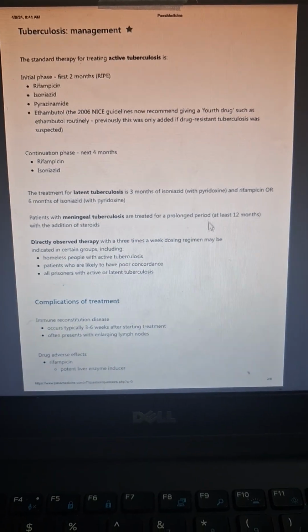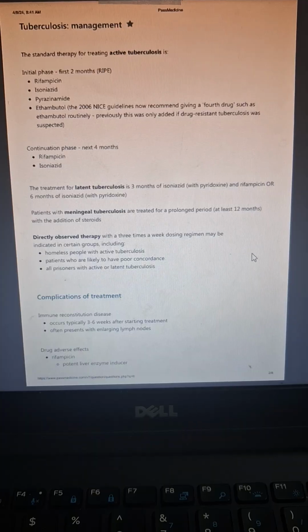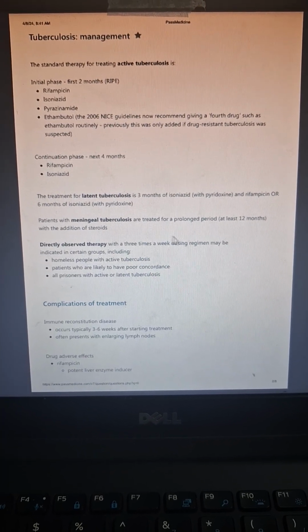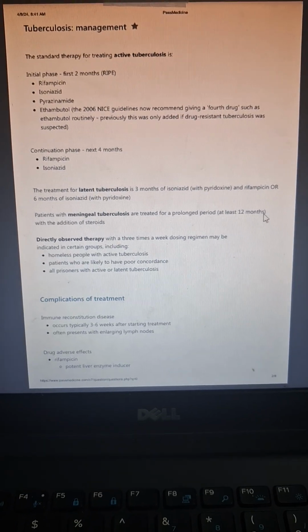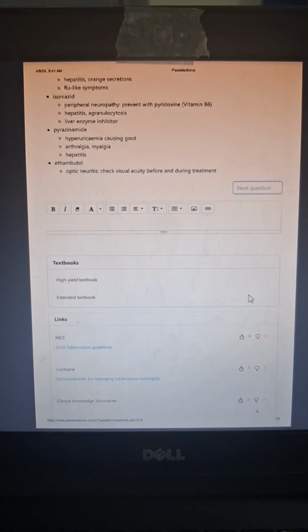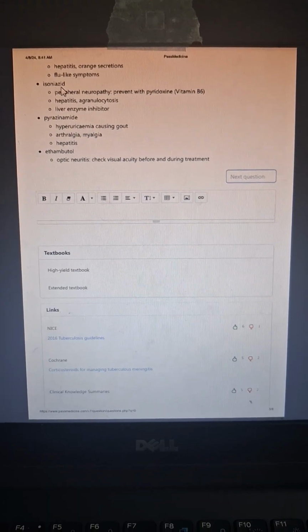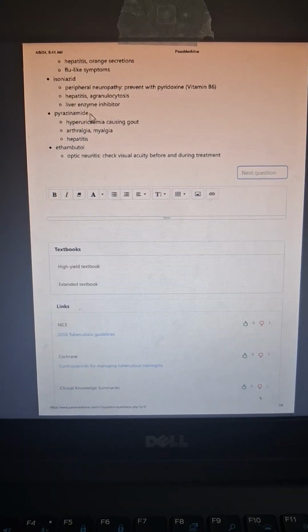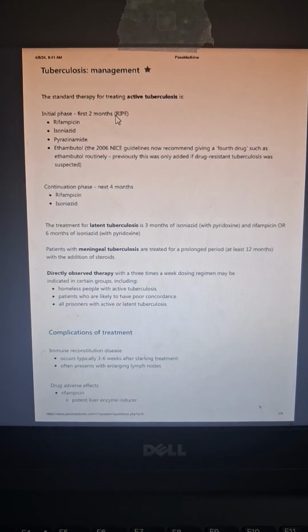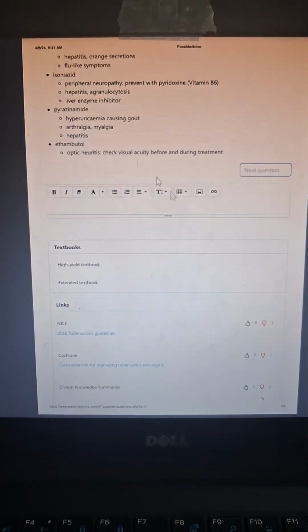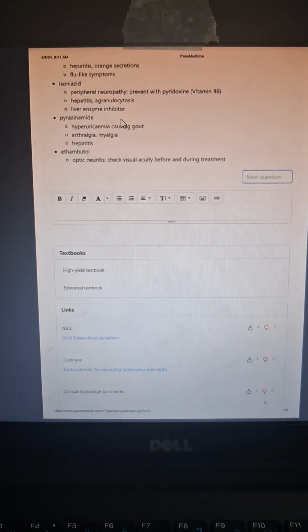There was another thing: patients with meningeal tuberculosis need treatment for a prolonged period, at least 12 months, with the addition of steroids. One more thing is left: isoniazid also causes agranulocytosis, and it is also a liver enzyme inhibitor. Remember that rifampicin is a potent liver enzyme inducer. I for isoniazid and I for inhibitor.